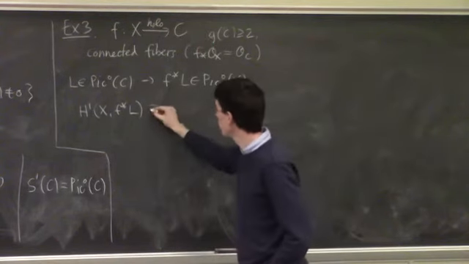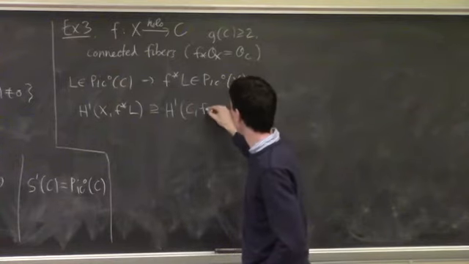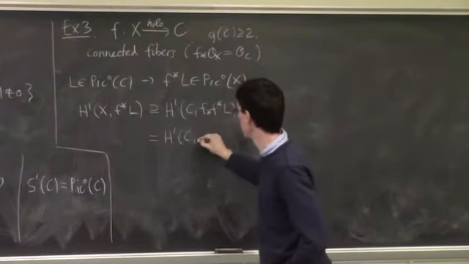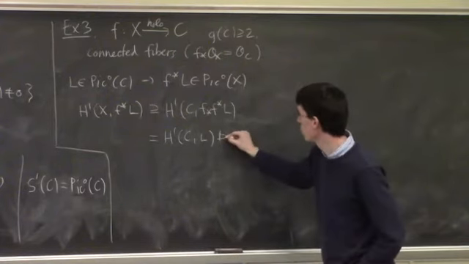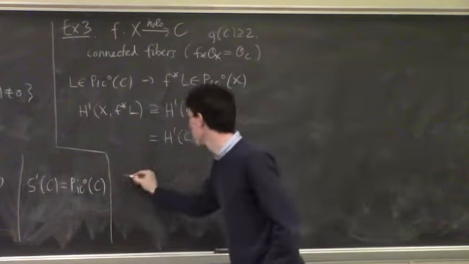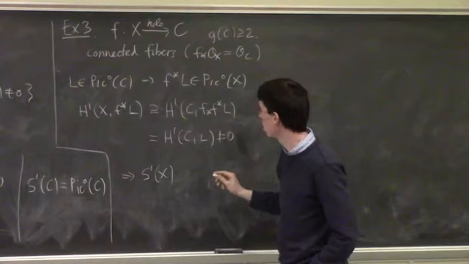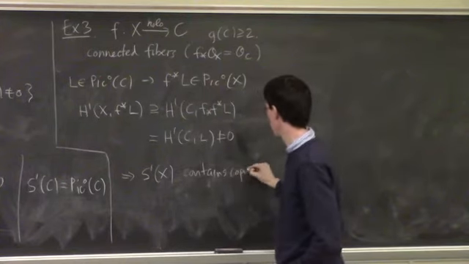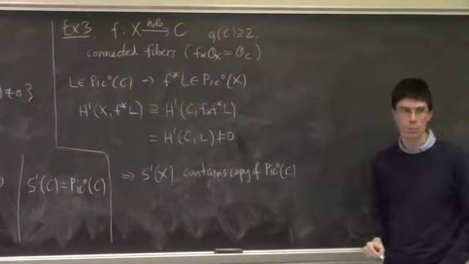If you analyze this, you find that this always contains a subspace which, in the case of connected fibers, is just the cohomology of the original line bundle, which, by example 2, is always non-zero. And so this shows that the set S_1 of X, in the presence of such a map, contains a copy of the Picard variety of C.